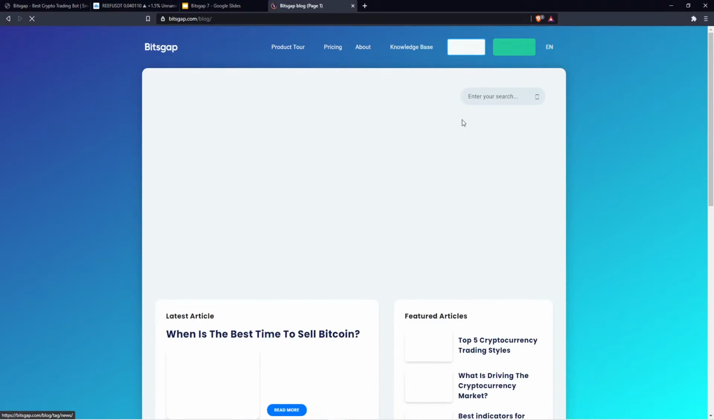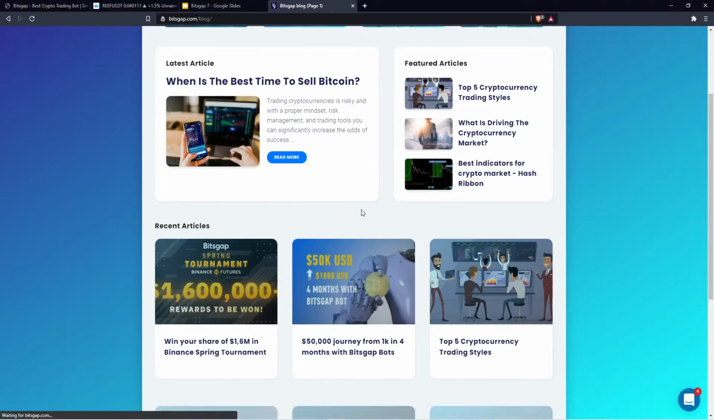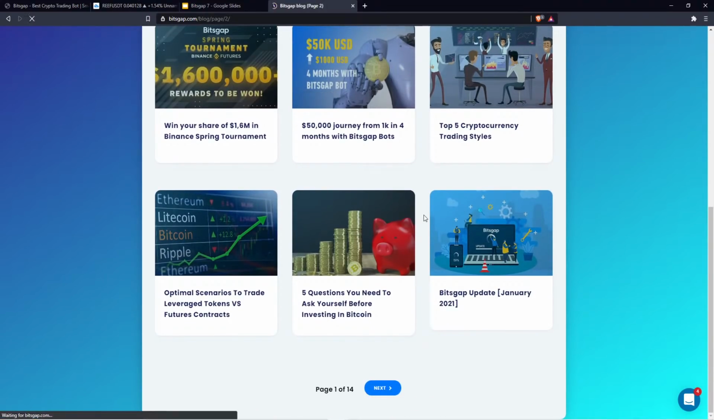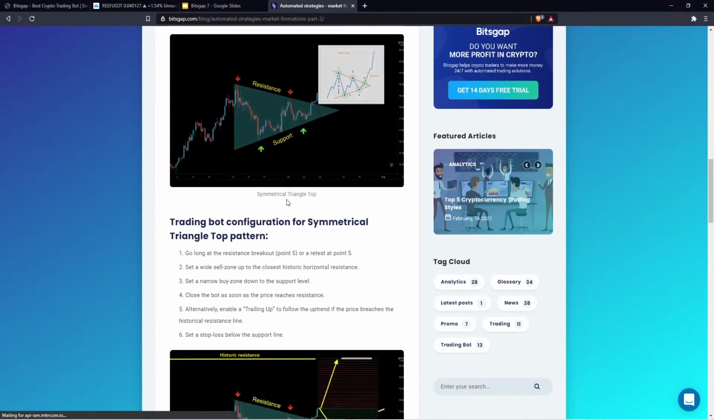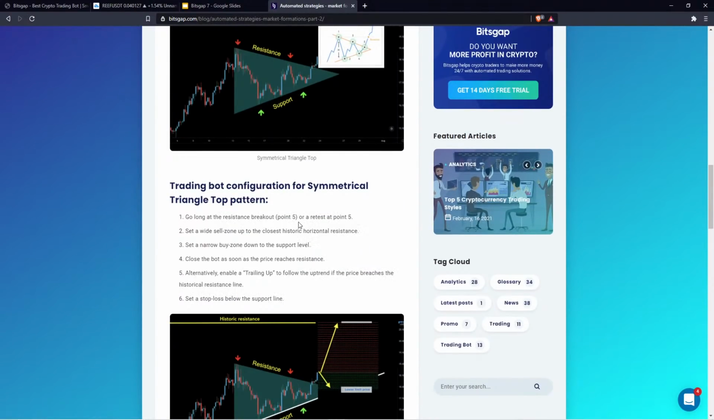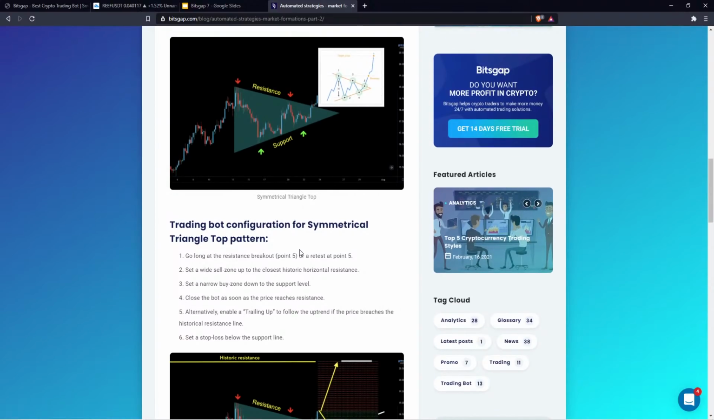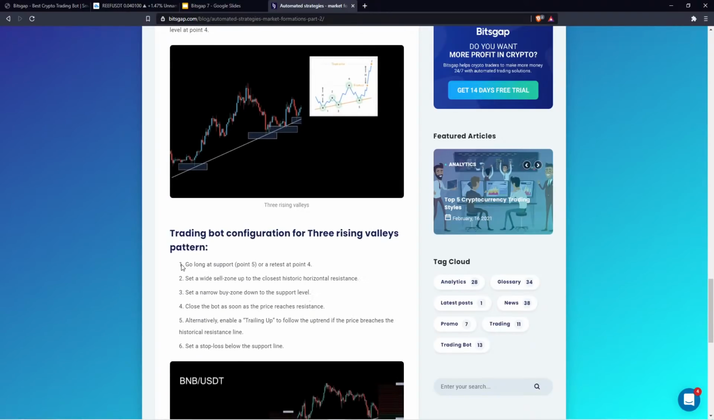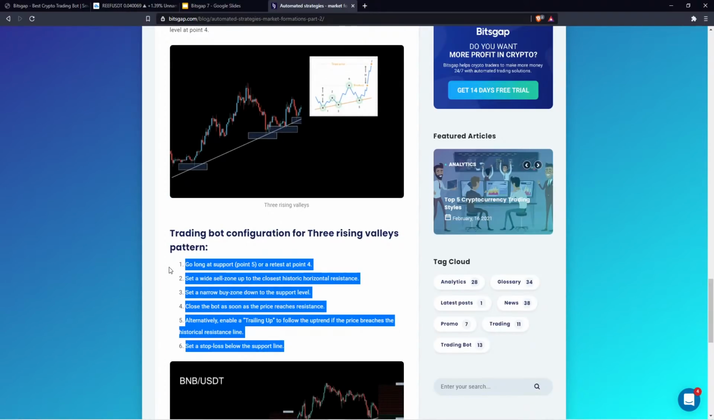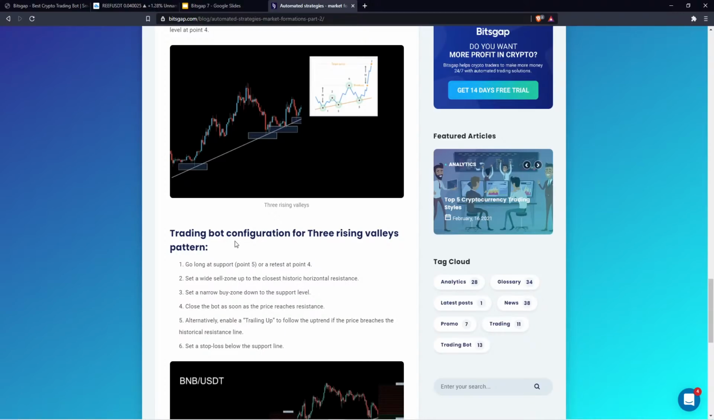Where is it? Bitsgap. And you see, about, blog. So lots of information here, like ready-made strategies for the bots. You see, I made this for you guys, just a step-by-step guide on how to launch the bot based on patterns, for example. So everything is here for you. You just have to spend some time to understand it, to use it, to experiment with it, and then find which one suits you the most.